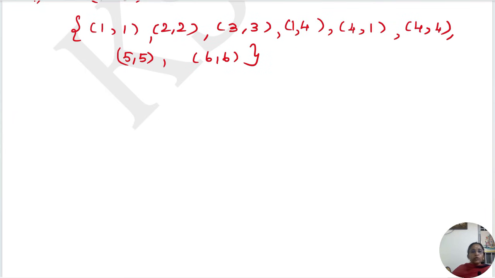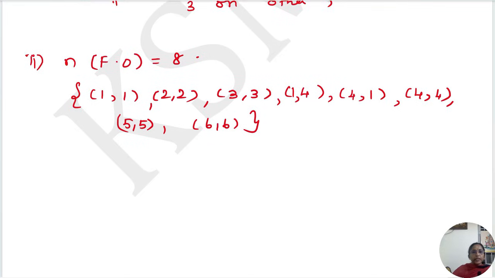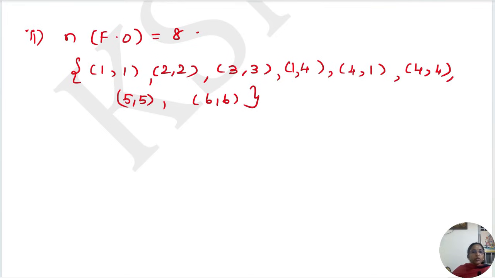So the probability value is 8 divided by 36. So the probability of getting the product as a perfect square.